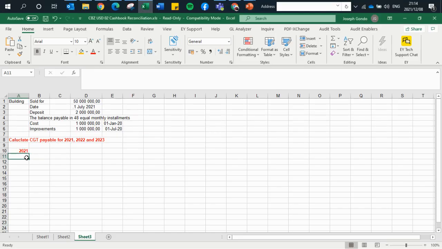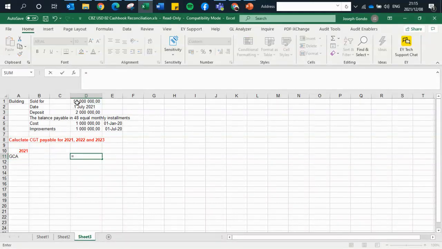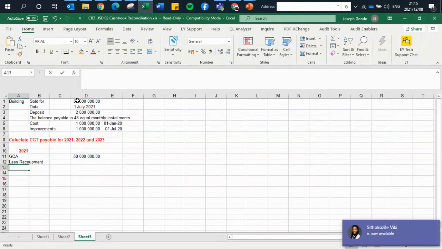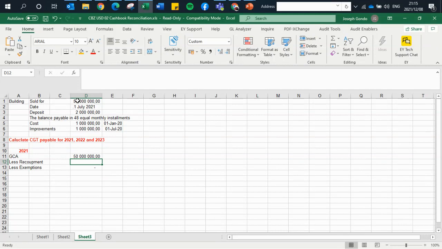Where am I? 2021. So we start with our gross capital amount. It's 50,000, that will be our gross capital amount. Then you say less recoupment, and then less exemptions. I'm sure we don't have exemptions, but for recoupment, we say capital allowances previously granted on the asset. So we have two capital allowances here. We have one on the cost.